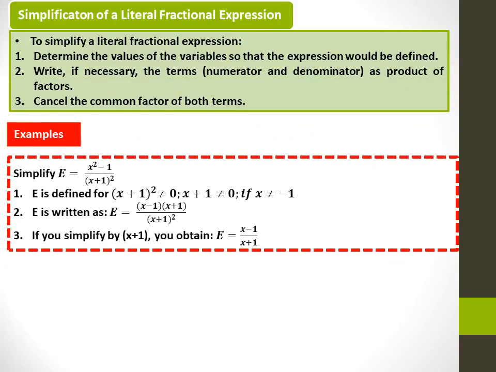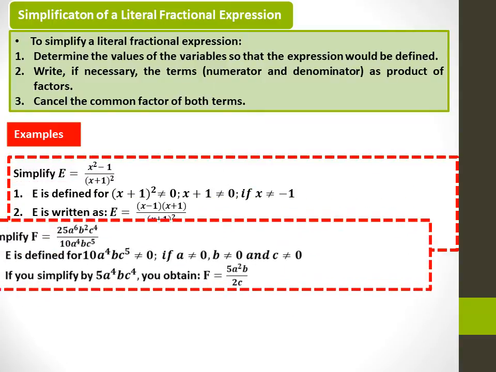Examples. Simplify E equals (x² - 1)/(x + 1)². E is defined for (x + 1)² different than 0. Then x must be different than -1. E is written as (x - 1)(x + 1)/(x + 1)². We wrote the numerator as a product of factors. Now we simplify by x + 1. We obtain E equals (x - 1)/(x + 1).